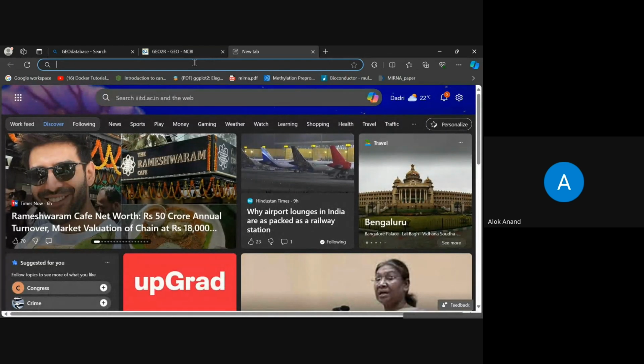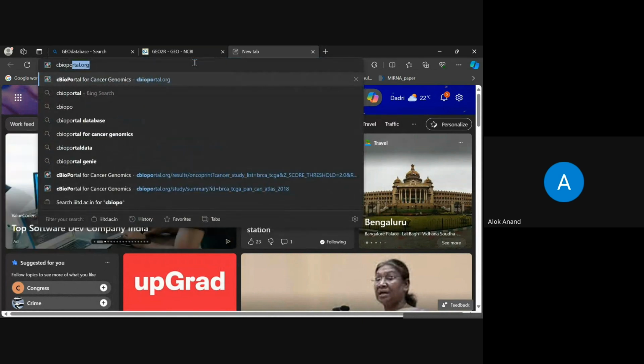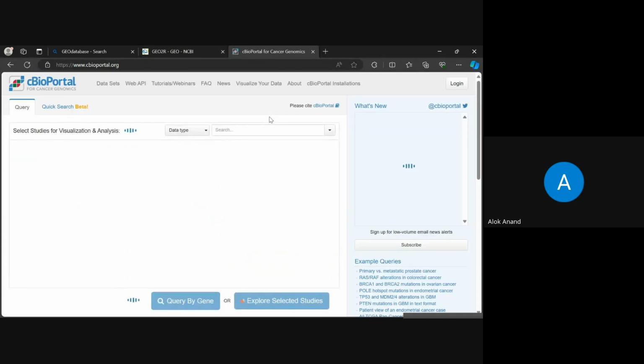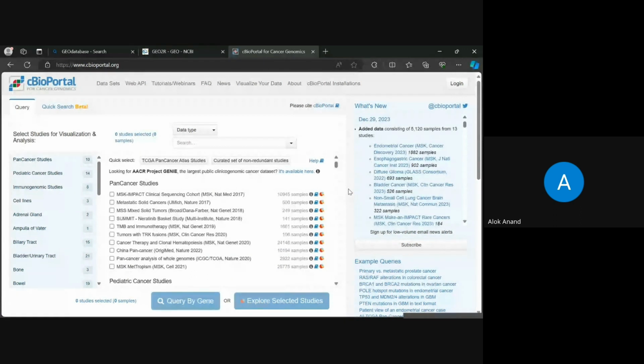Till then, let me show you another platform. There is another platform known as cBioPortal. cBioPortal is another great platform having cancer data. You can go to this platform and you will find a lot of data sets here.